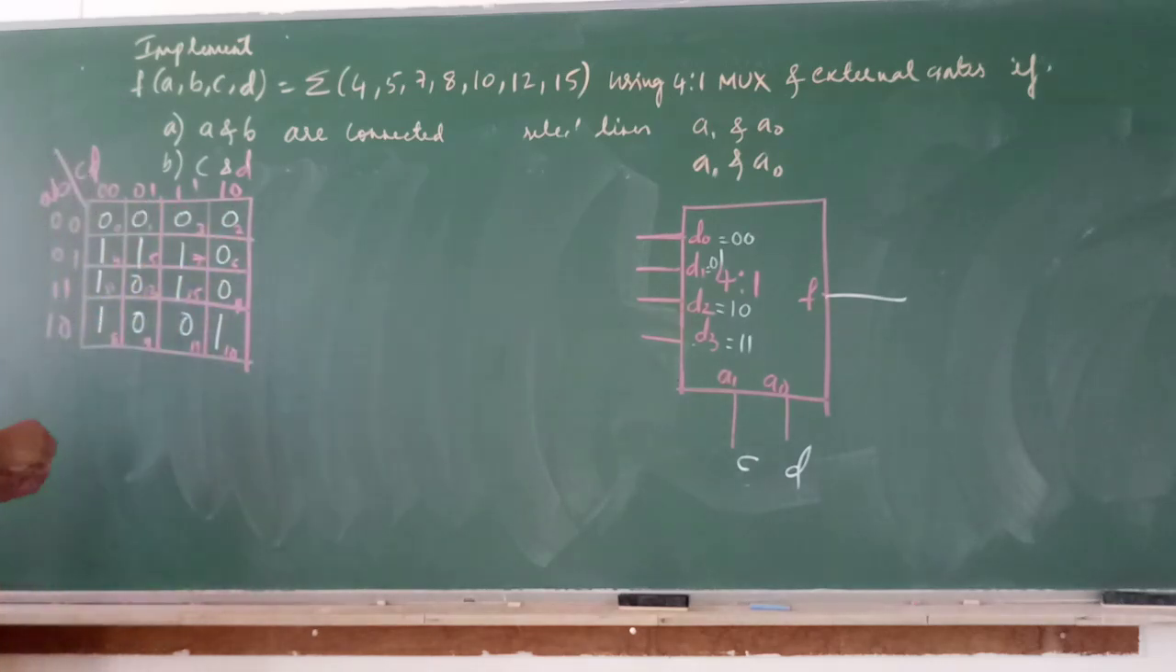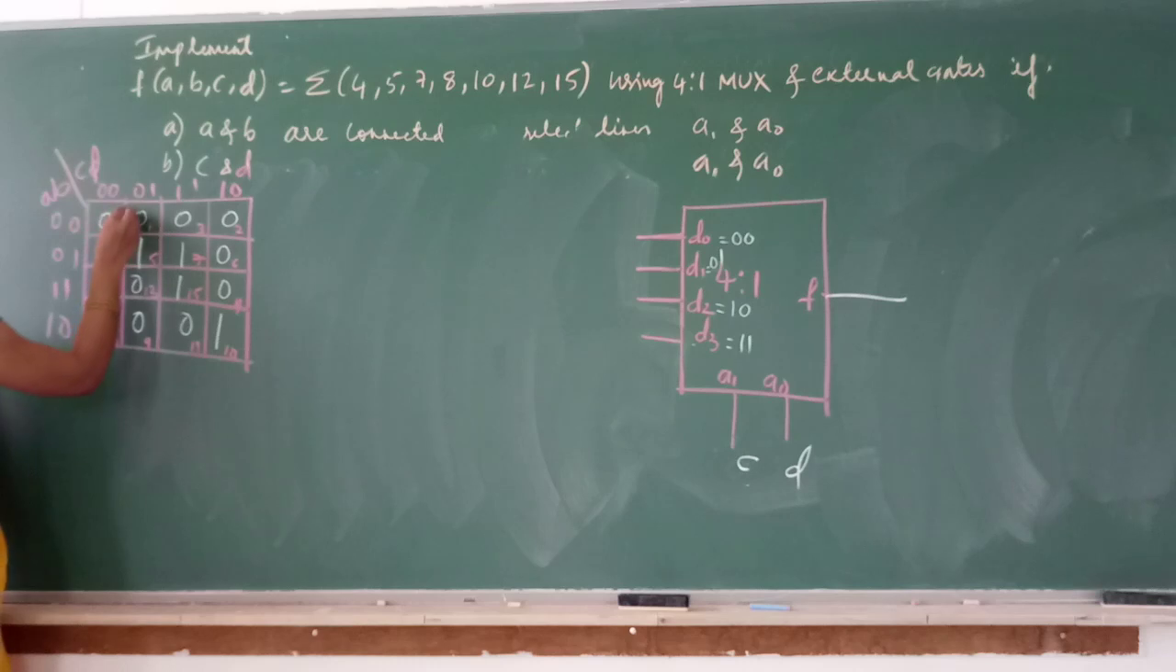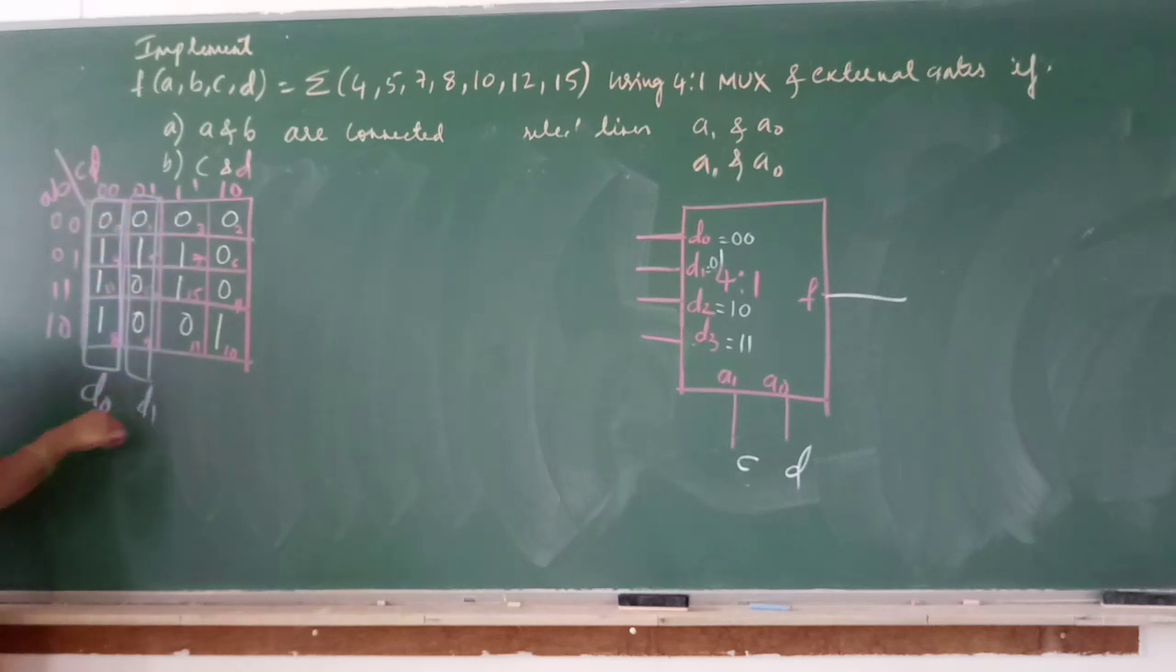Okay. So now just look at the K-map and tell me where CD is taking 0, 0. When we look at the K-map, CD is 0, 0 for these 4 cells. So this will be D0. CD is 0, 1 for these 4. So this will be D1.